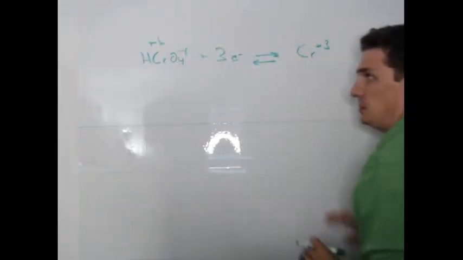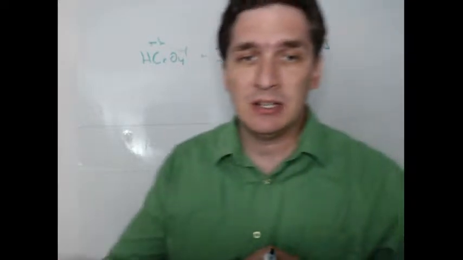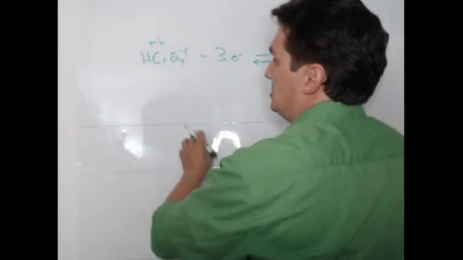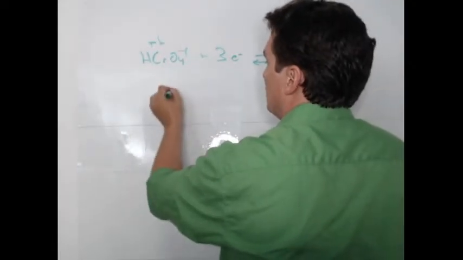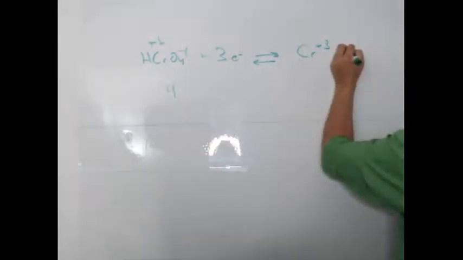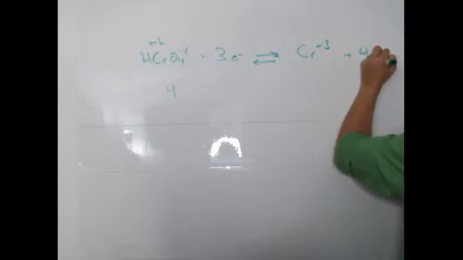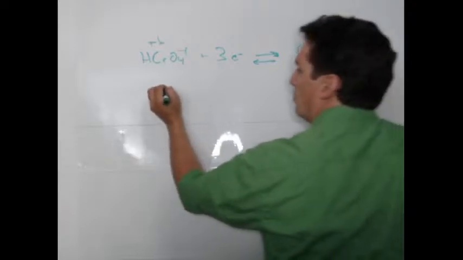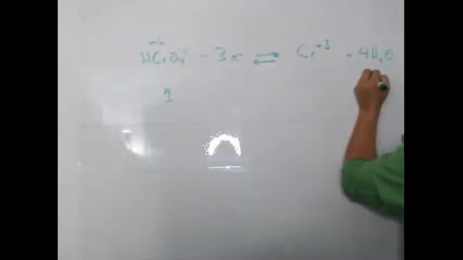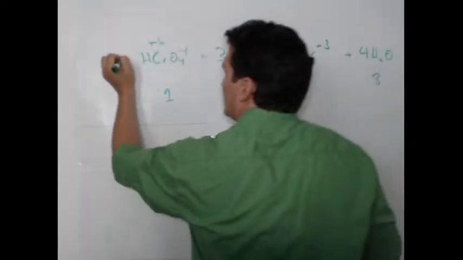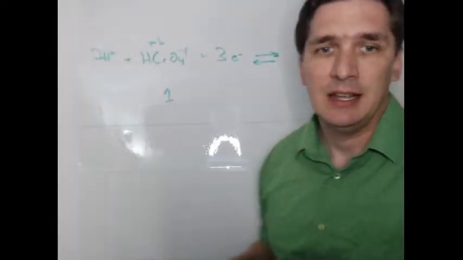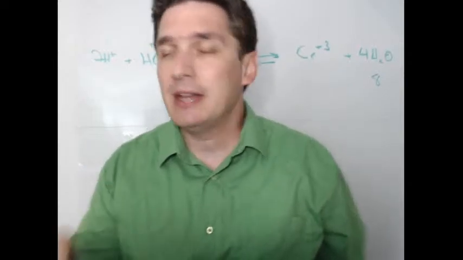The rest is pretty easy: how you figure out the number of oxygens and the number of hydrogens. We're going to balance oxygen using water. We've got 4 oxygens here, 0 here, so we're going to add 4 H2O. Now to balance the hydrogens, we've got 1 hydrogen here and 8 here, so we need to add 7 H pluses to the left side, and that will balance out the reaction.